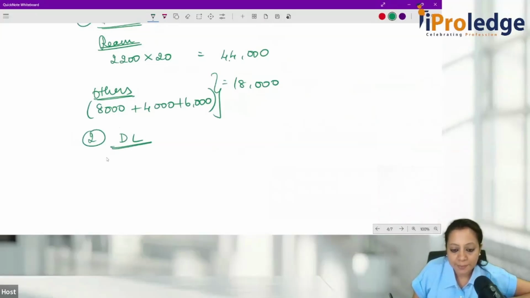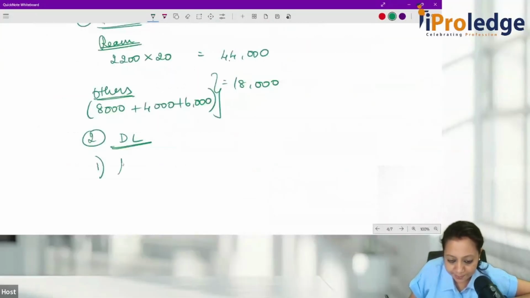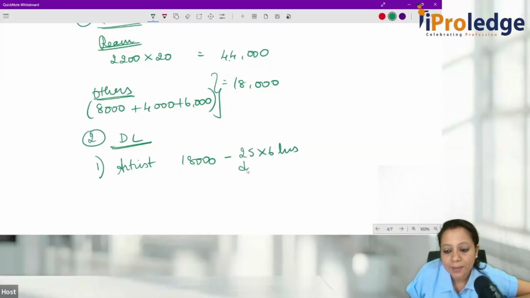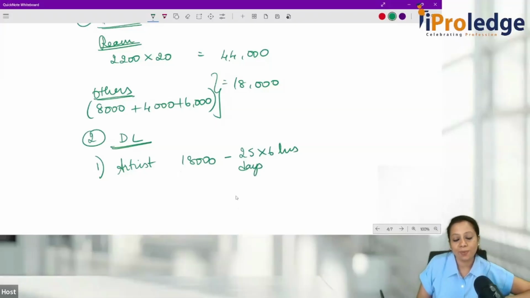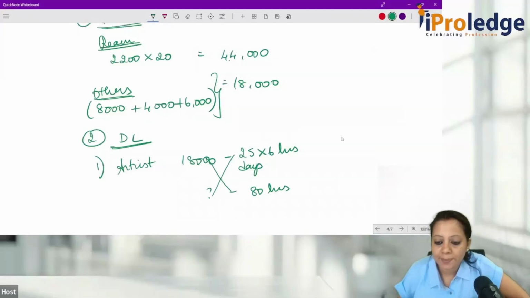So for direct labor, first one, what is that person? Artist, which is going to be 18,000. For how many hours? 25 days into 6 hours, given towards the end of the question. That means how many hours has he given? 80 hours. For 80 hours, how much is the cost going to be? How much is the cost for this person?